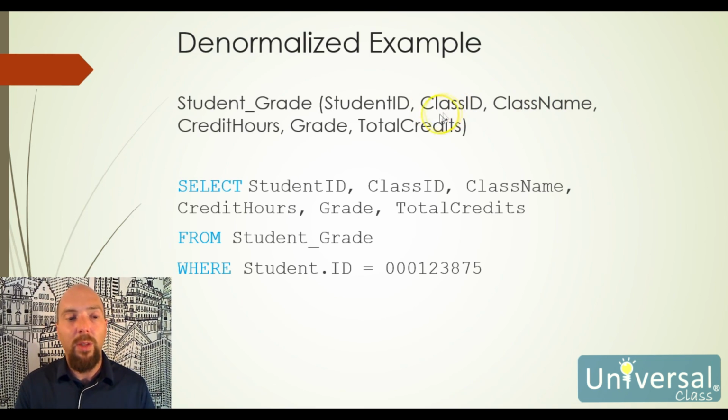But the purpose for this is that now I store the student ID, so the student ID number 123875 took class 120, which was Intro to Programming. It was a 3 credit hour class. He received an A, and so he received 12 credits. So what happens now is we store this permanently. It's no longer a computed field.